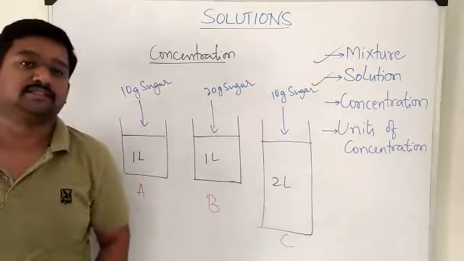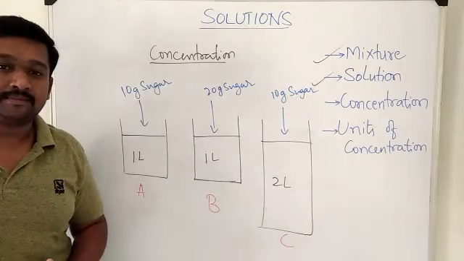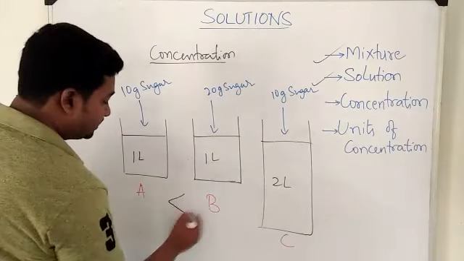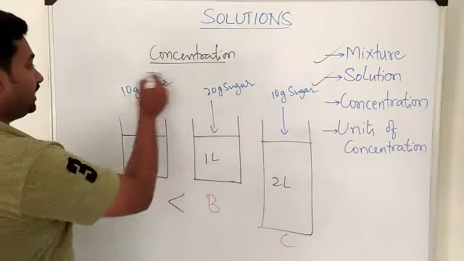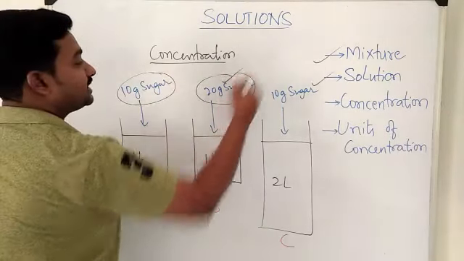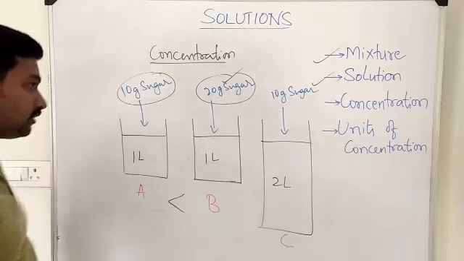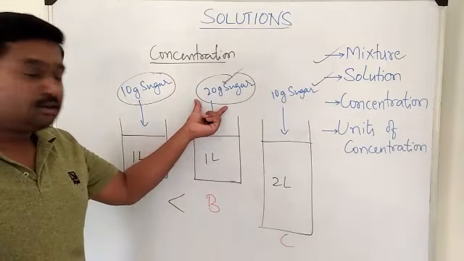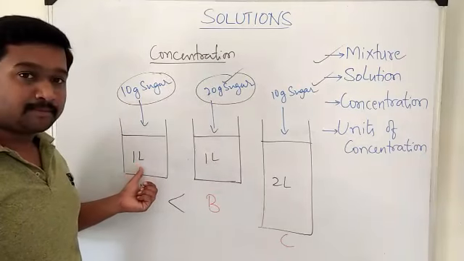If I ask a question, among A and B, which is more concentrated? I know you will give a quick answer that B is more concentrated than A, because we know that sweetness will be more in second case than in the first case. Of course, sweetness is also a measure of concentration. When 20 gram sugar is present, we would easily say this solution will be more concentrated than A.